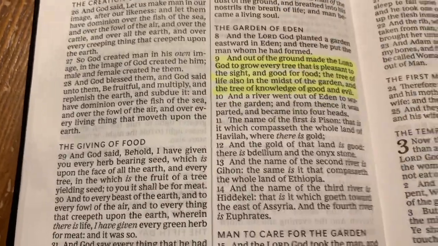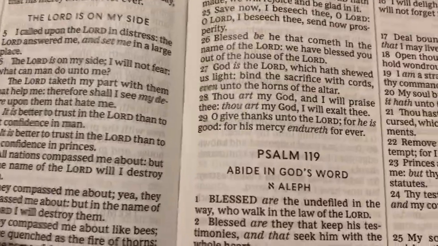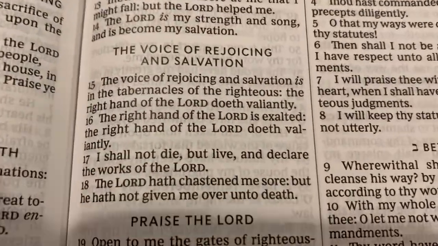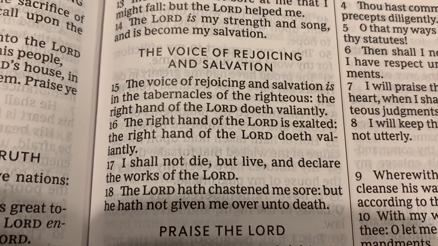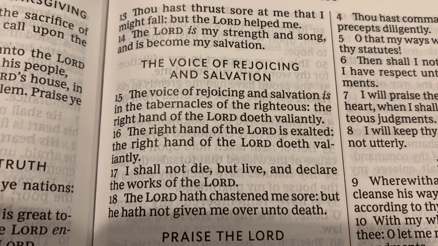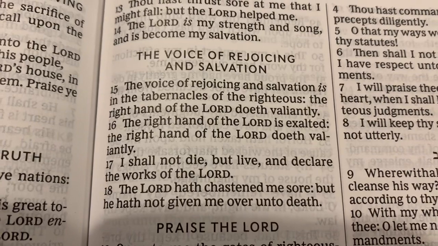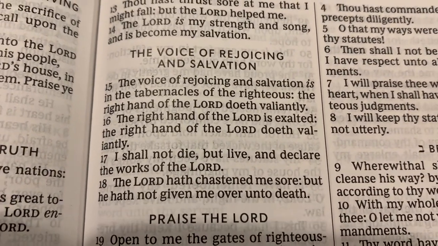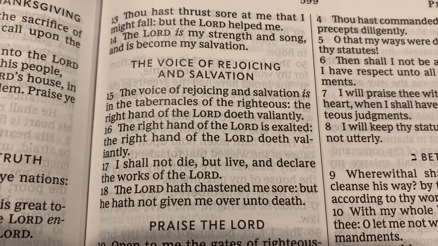And I'm just going to read a portion of Psalm 118 real quick. The last part of it, which is interesting because it kind of looks like we're talking about man being kicked out of the Garden of Eden. The voice of rejoicing and salvation is in the tabernacles of the righteous. The right hand of the Lord doeth valiantly. The right hand of the Lord is exalted. The right hand of the Lord doeth valiantly. I shall not die, but live and declare the works of the Lord. The Lord hath chastened me sore, but he hath not given me over unto death.